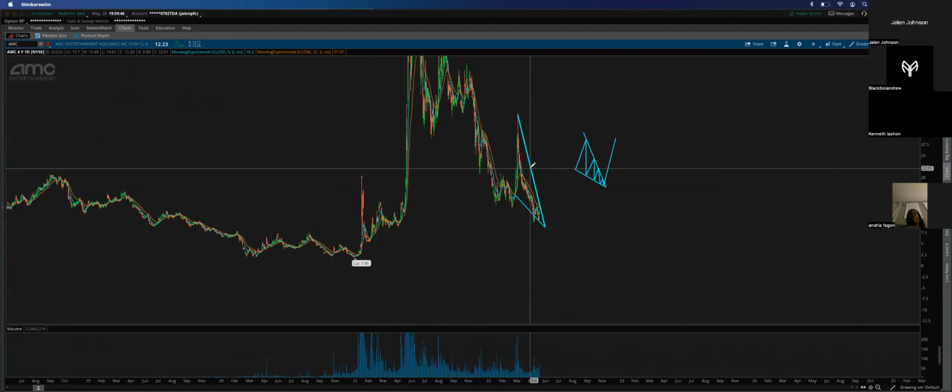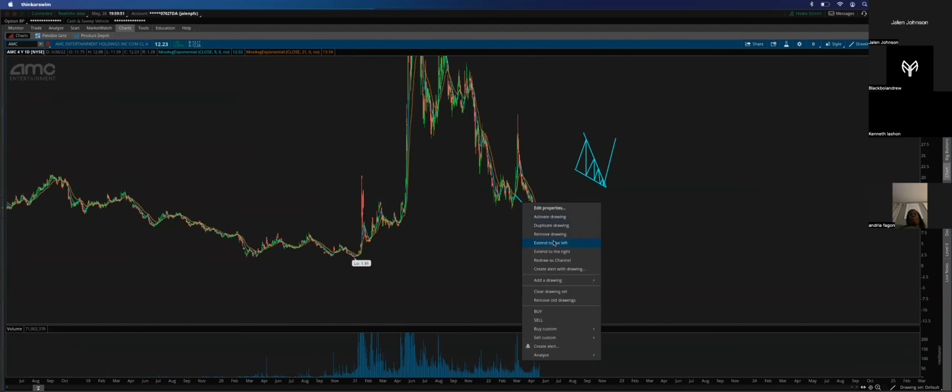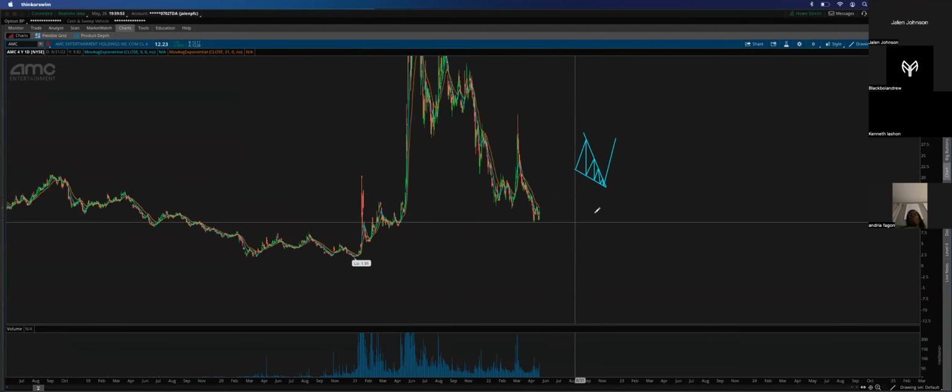So let's delete that so nobody comes late to class and thinks, oh, that's a wedge. No, let me go ahead and delete that right now. Right. So this is what you want your wedge to look like.